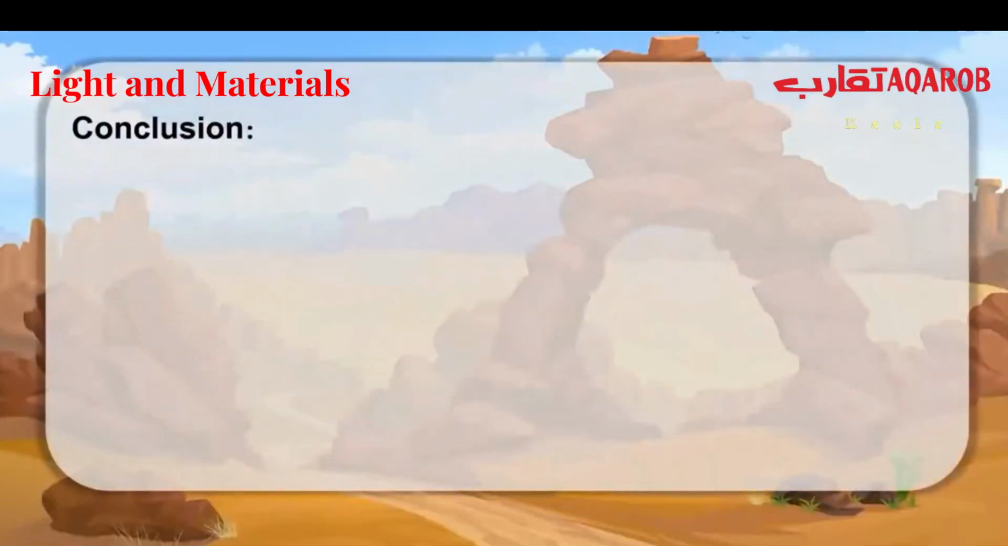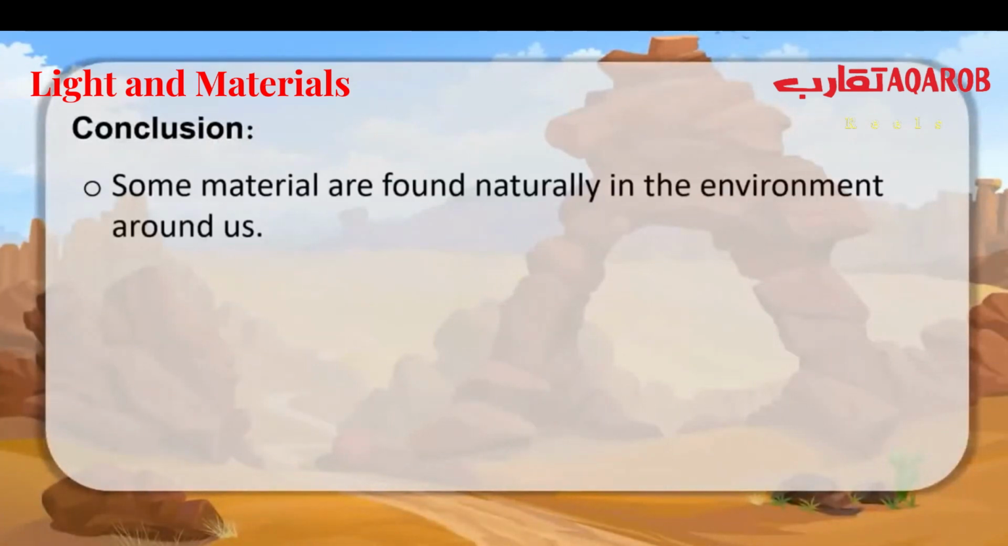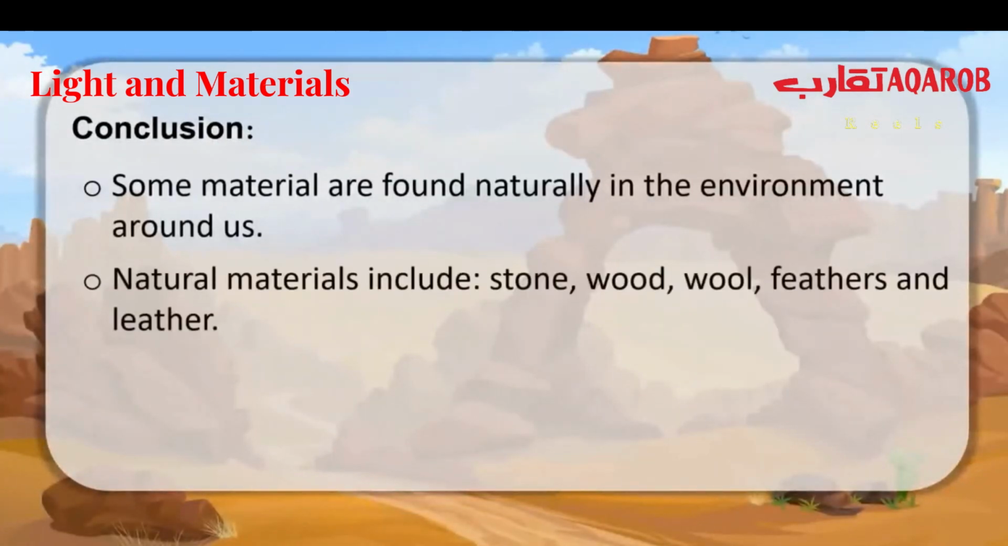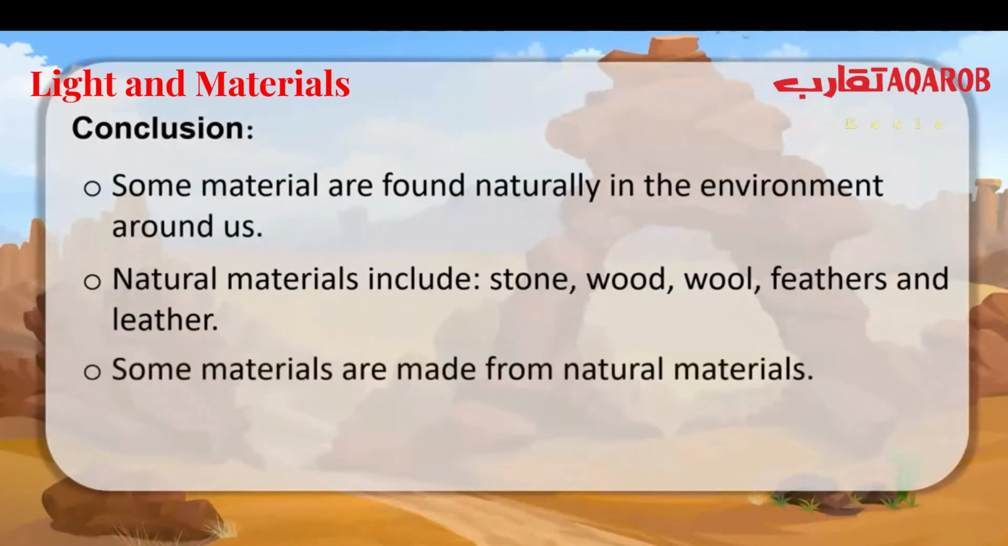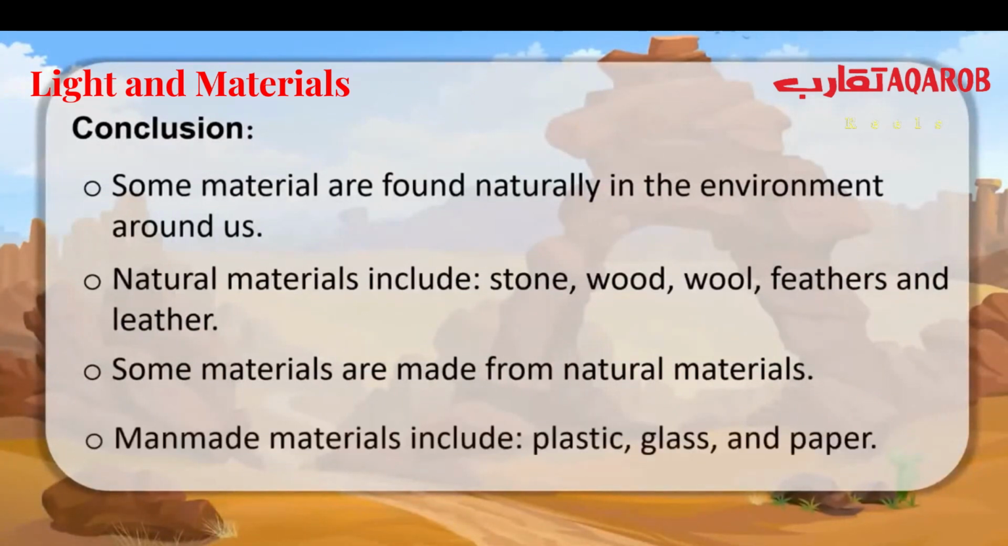Great job, kids! Let's go over what we learned today. Some materials are found naturally in the environment around us. And natural materials include stone, wood, wool, feathers, and leather. We also learned that some materials are made from natural materials. And man-made materials include plastic, glass, and paper.